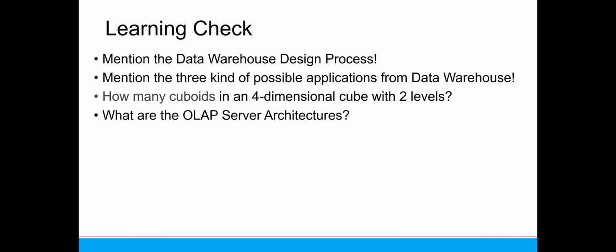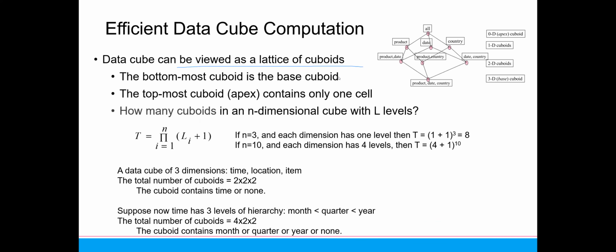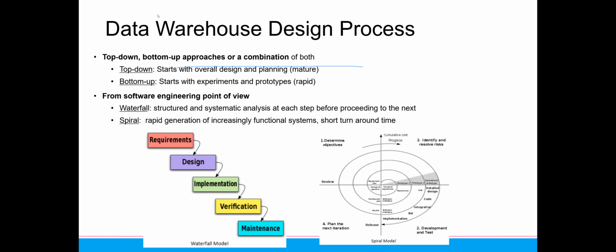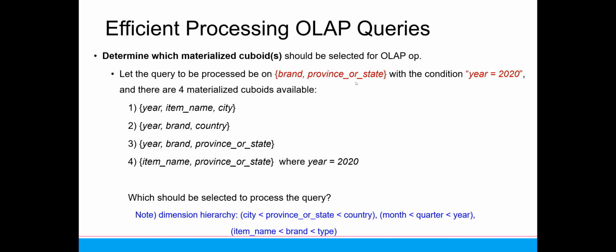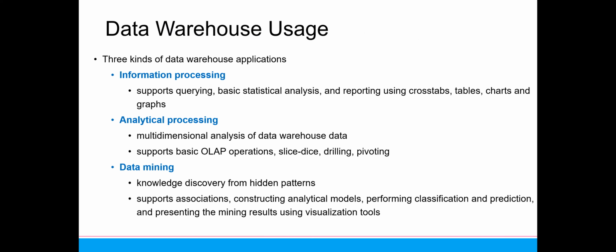Okay, so how many data warehouse design process that you learn? Okay, we have top down and bottom up. And from the software engineering point of view, we have waterfall and spiral. Mention 3 kind of possible application from data warehouse. 3 kind of possible application. Yeah, this one is the application. It can be for the information processing, analytical processing, and data mining.